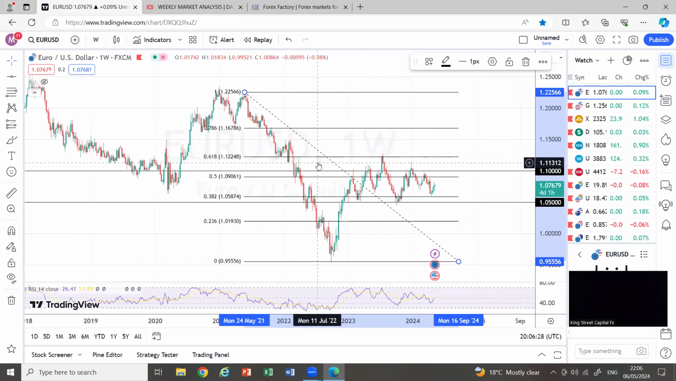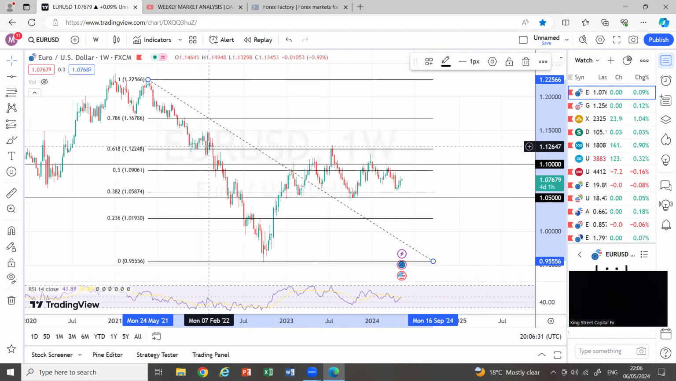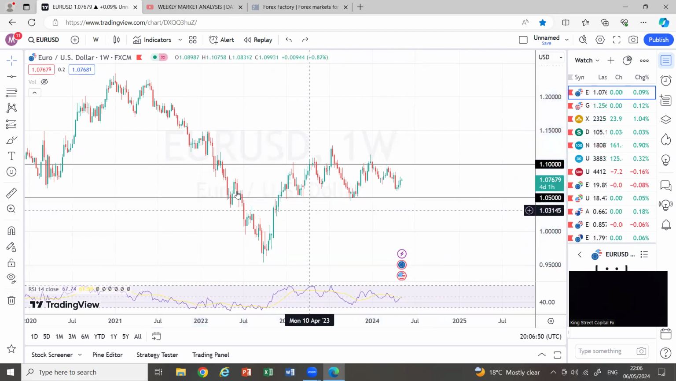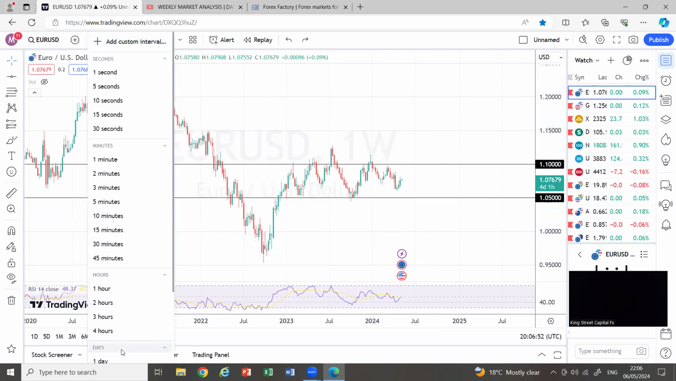I do see that there's a gap that price needs to balance itself out here again. So that gap might be filled. However, I'm looking more towards bearish momentum further after this push down. Let's remove that there and go back to the daily.